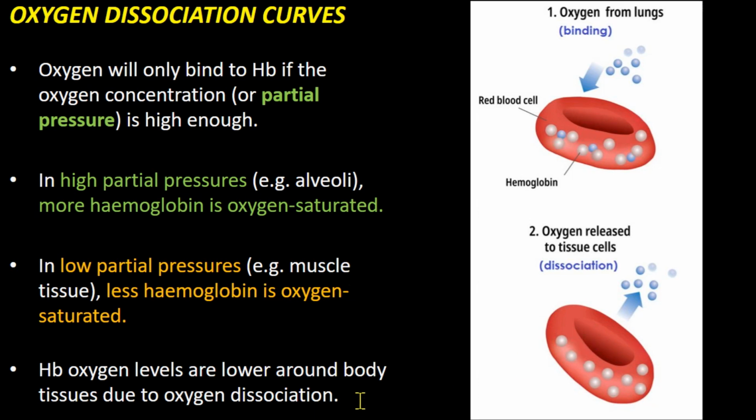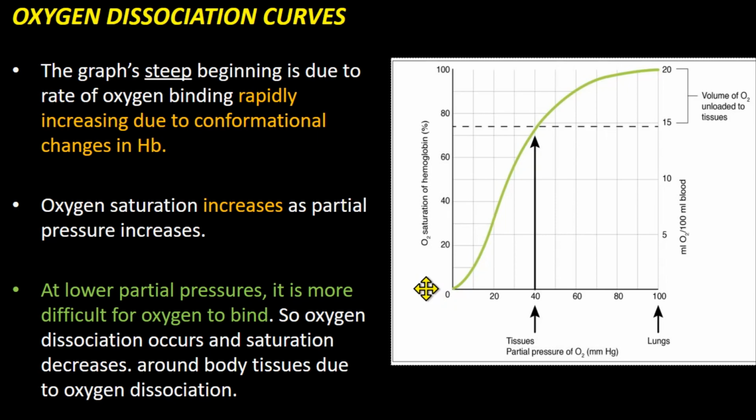So hemoglobin oxygen levels are lower around body tissues due to oxygen dissociation. As I said, it means most of the oxygen from the hemoglobin is being released from that hemoglobin to go into those cells. This is an oxygen dissociation curve. It has a sigmoid shape or an S shape.